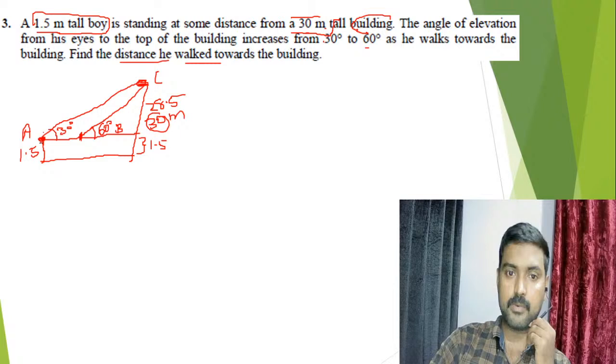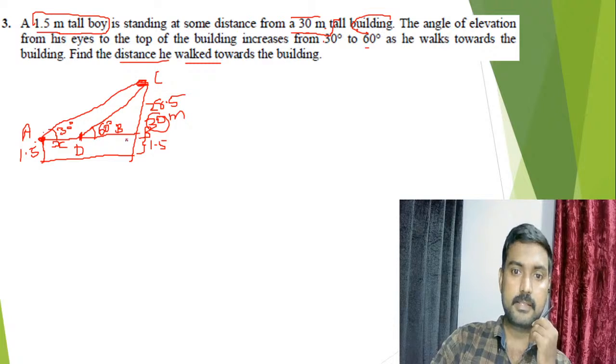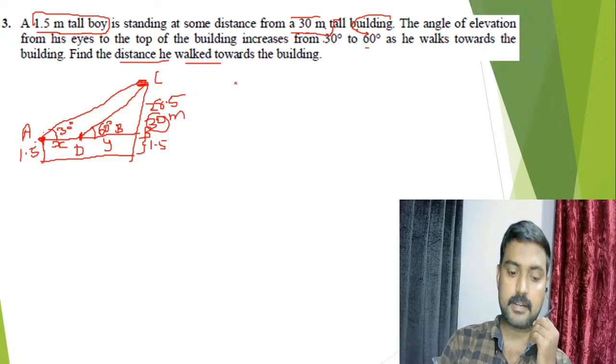So he walked from this point A to another point D. So this is the point B. So what is this AD? That we can mark as X. And this DB we can mark as Y. So we have two triangles. What are the two triangles? Actually 3 triangles are there.